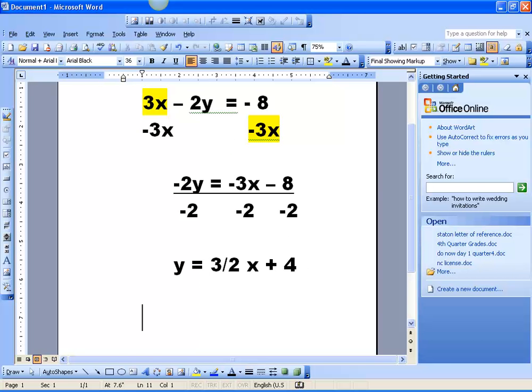Okay, we still haven't quite answered the question. We do have the equation in slope-intercept form, but we need to identify the slope, and the slope is 3 halves, also known as the letter m. The plus 4, that's the y-intercept, that's where the line crosses the y-axis. And now we are done.